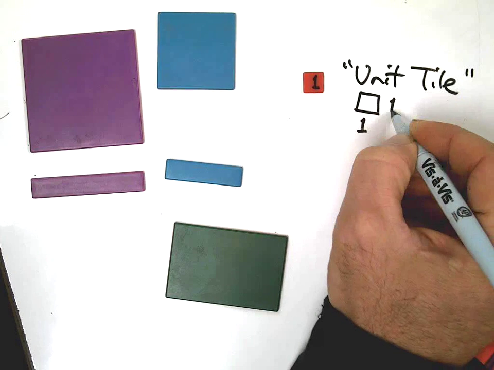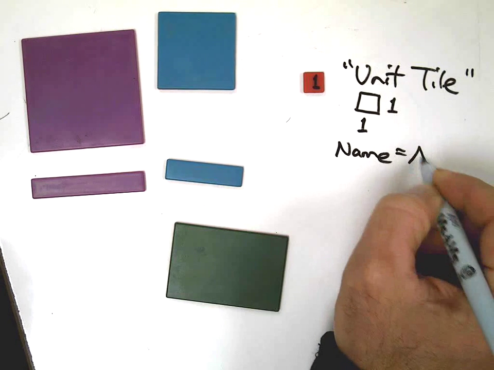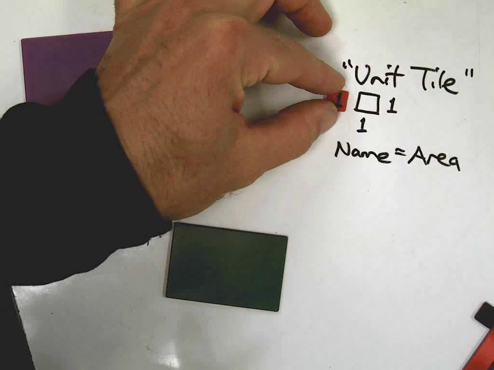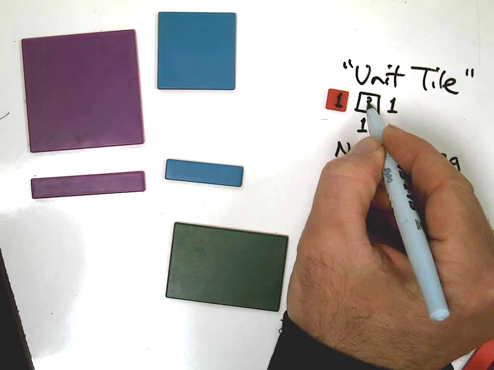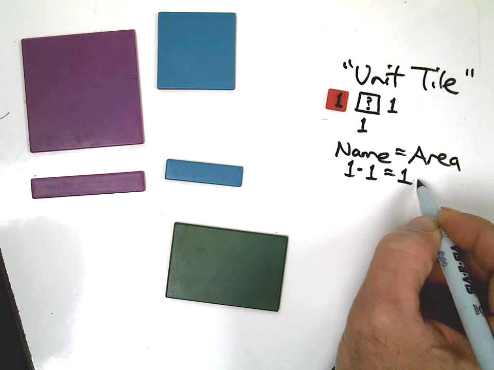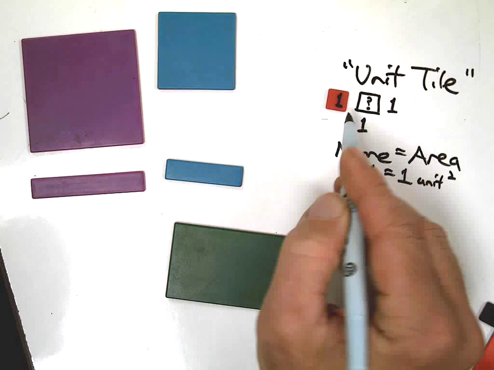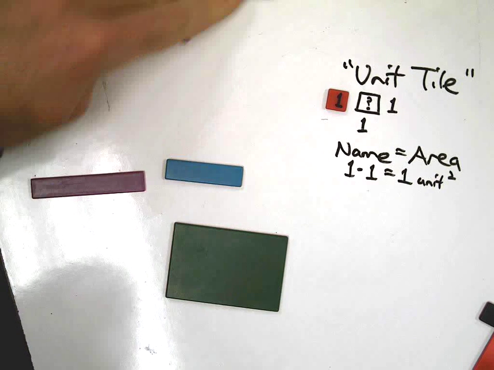And it's because we are defining the name of each tile by its area. Okay? So if I've got this unit tile, and we've just decided, hey, this side is 1 and that side is 1, what is the area? And of course it's 1 times 1, which is 1 square unit. So it takes on the name 1.